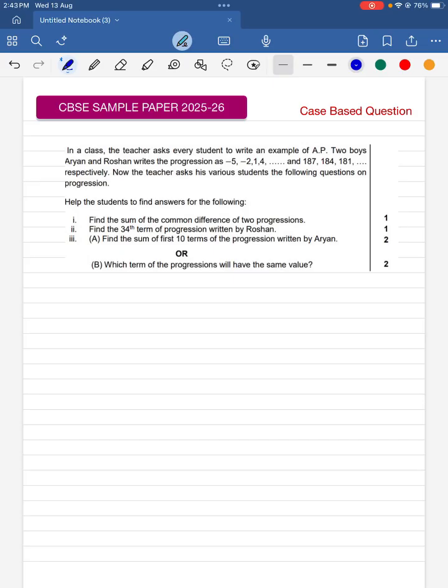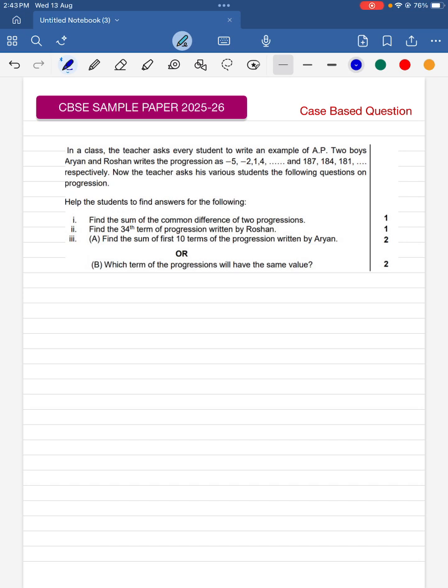In this video, I'll be doing a case-based question from the CBSE sample paper 2025-26. In a class, the teacher asks every student to write an example of AP. Two boys, Aryan and Roshan, write the progressions as -5, -2, 1, 4 and 187, 184, 181 and so on, respectively. Now the teacher asks his students the following questions on the progressions. Help the students to find answers for the following.